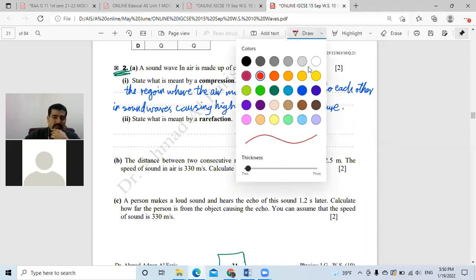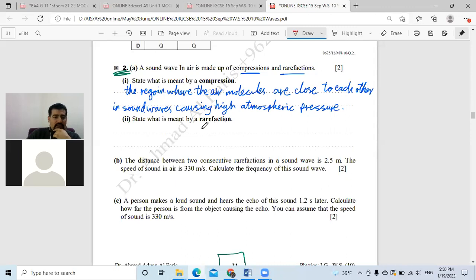You can say the opposite for rarefaction: it is the region where the air molecules are not close, they are far from each other in a sound wave, causing low atmospheric pressure. Is it clear? Good.